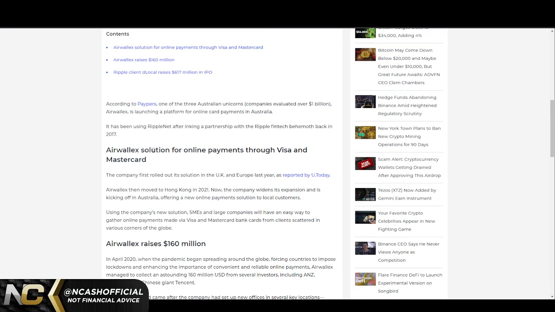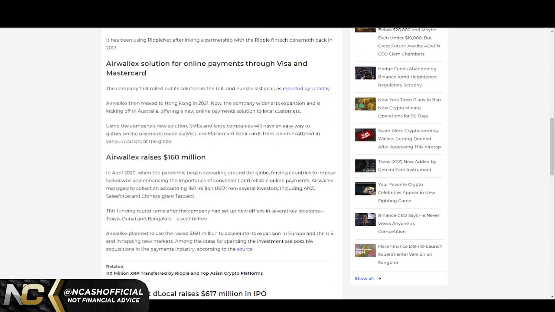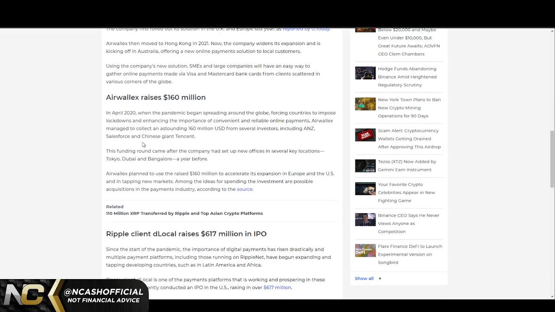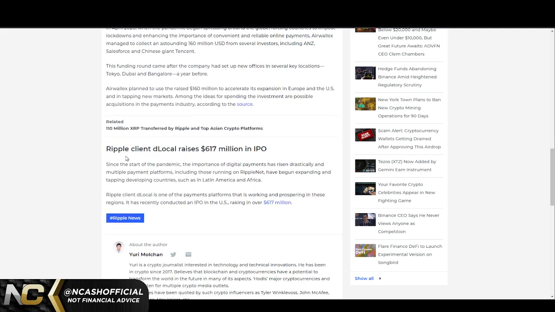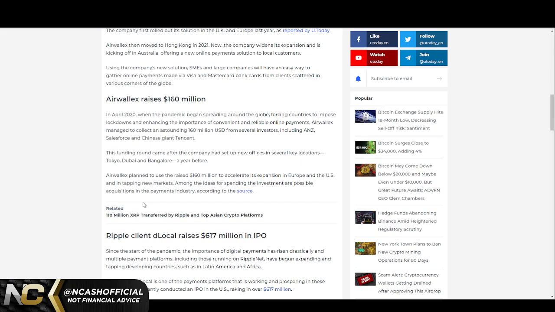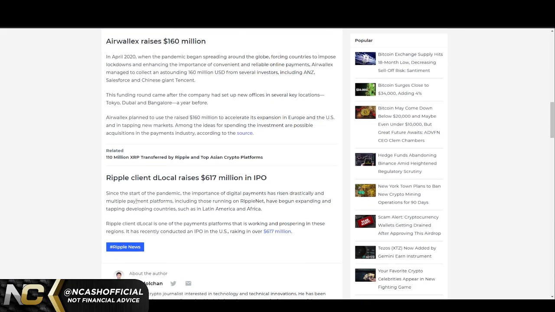Now, I think that this is the same unicorn that was evaluated at over $1 billion. They did raise $160 million back in 2020, which is pretty cool to see. But now, we also see Ripple client dLocal raises $617 million in an IPO as well. So a lot of cool things are happening with a lot of their partners, because since the start of the pandemic, the importance of digital payments has risen drastically, and multiple payment platforms, including those running on RippleNet, have begun expanding and tapping developing countries such as Latin America and Africa.